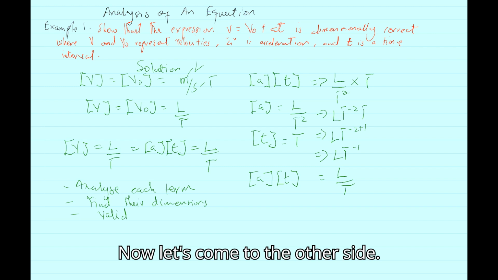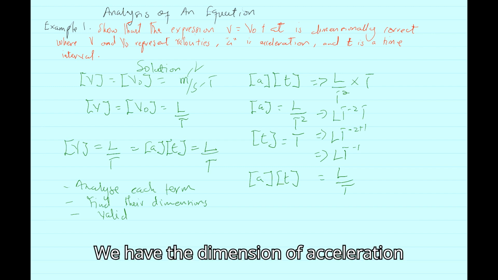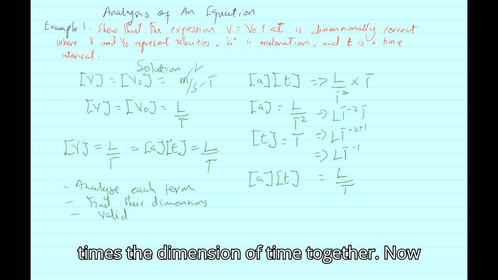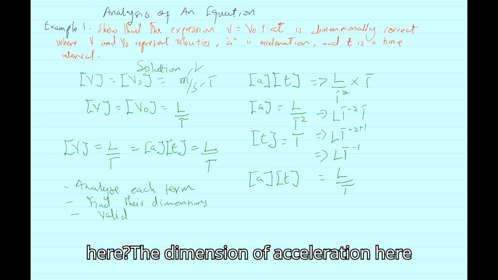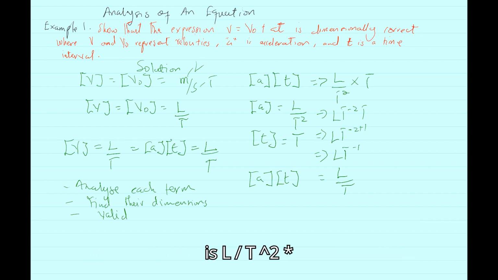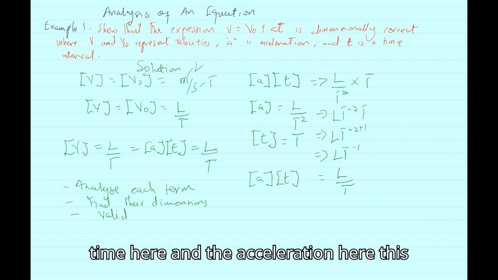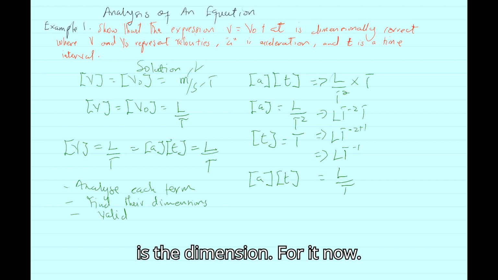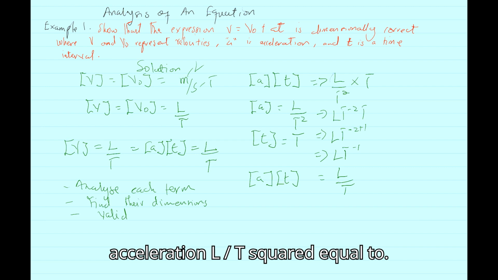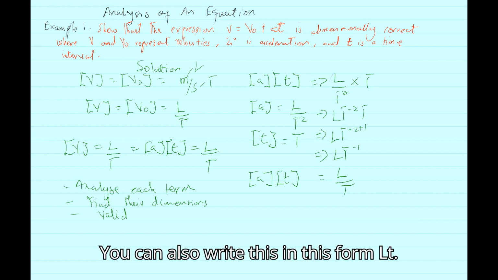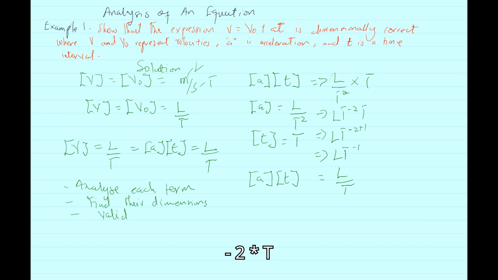Now let's come to the other side. We have the dimension of acceleration times the dimension of time together. Now, what is the dimension of acceleration here? The dimension of acceleration is L over T squared, times T, right? So the T is for this time, and this is the dimension for the acceleration. You can also write it in this form: L T minus 2 times T.